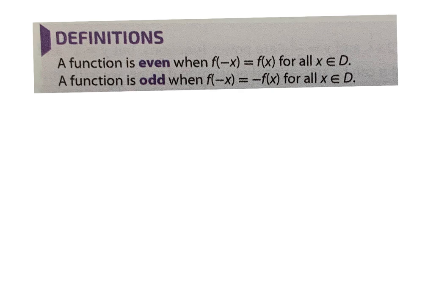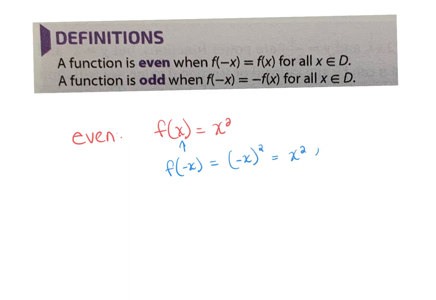So for example, even function. An example of an even function would be f of x equals x squared. Why is this even? Well, if I plug in a negative x here, so negative x, and I plug a negative x into my function, when I simplify that, it looks just like my original function. That makes it even.